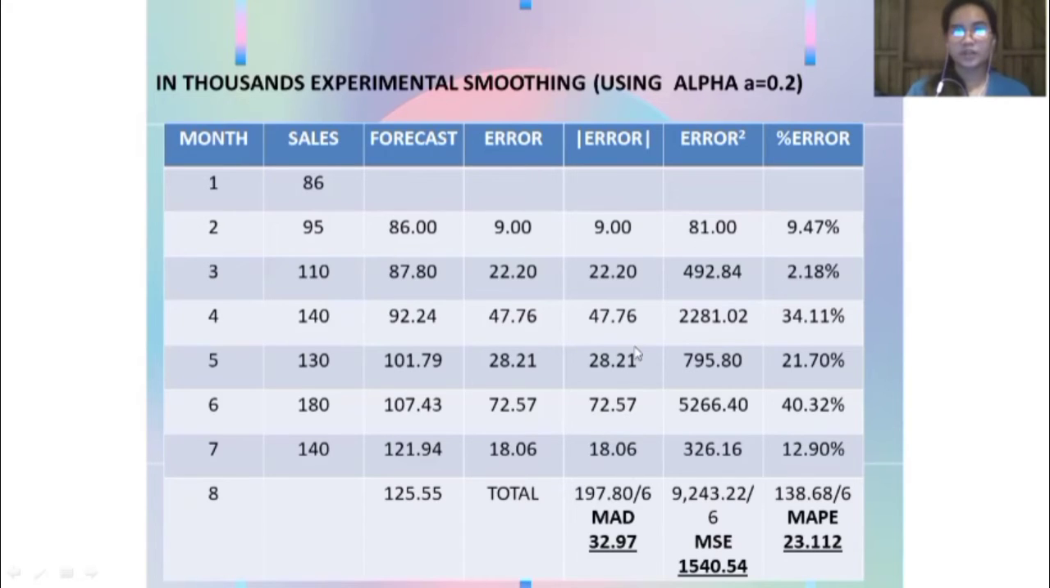Then we have to add these 6 and then we can get 197.80, divided by 6 because there are 6 of them, 1, 2, 3, given from the second month to 7 months. So 197.80 divided by 6 so that we can get the MAD, which is 32.97. So here for the squared error, 9 squared is 81, 22.20 squared is 492.84.